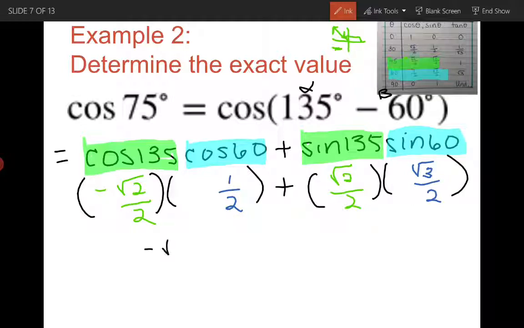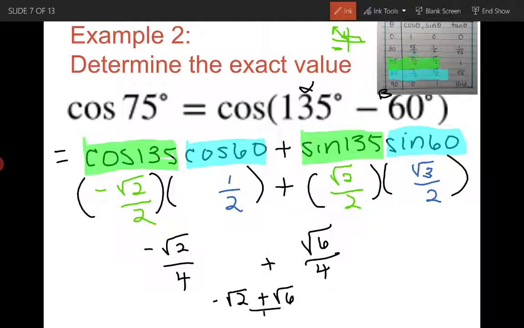So I get negative radical 2 over 4. And I get radical 6 over 4. When I simplify that, I get negative radical 2 plus radical 6 over 4. So therefore, the cosine of 75 degrees is negative radical 2 plus radical 6 over 4.